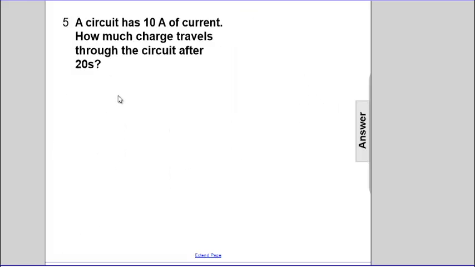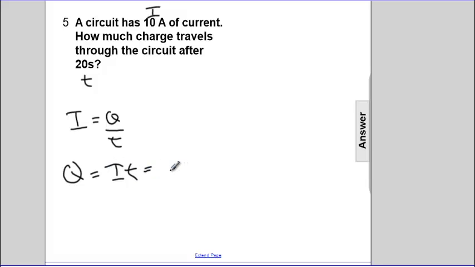And the last example involves solving for Q. If you're given 10 amps of current, so that's I, in a time of 20 seconds, current is Q divided by T. So Q will be I times T, manipulating the equation. So we end up with 10 amps, which are 10 coulombs per second, times the time, 20 seconds. Cancel, cancel. 10 times 20 are 200 coulombs of charge.